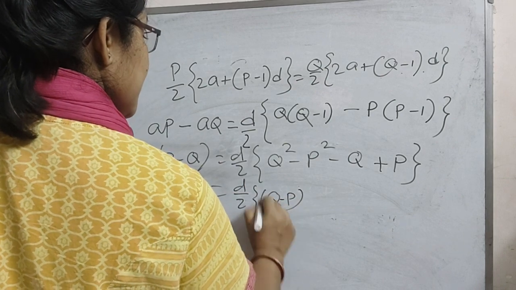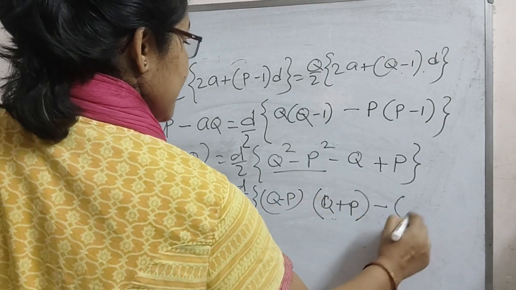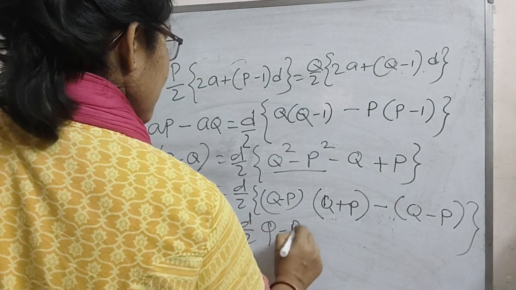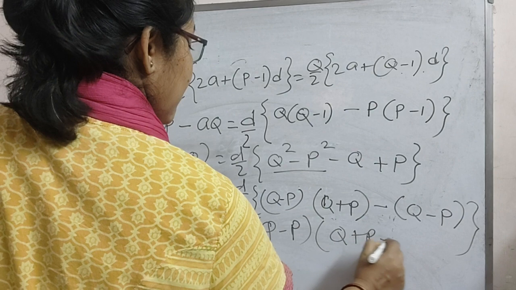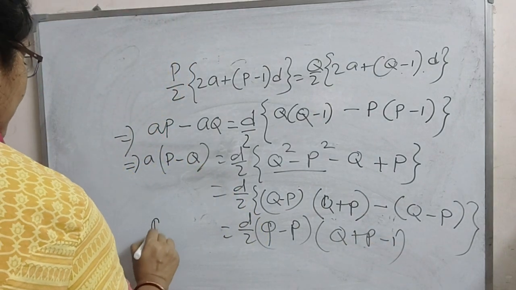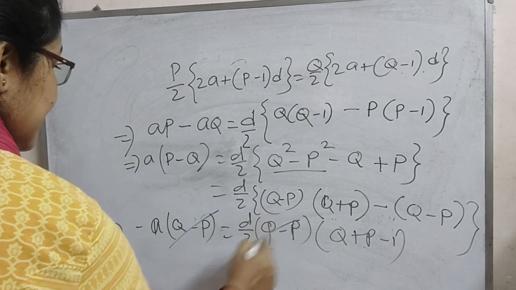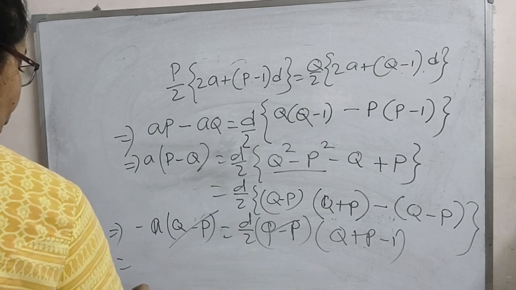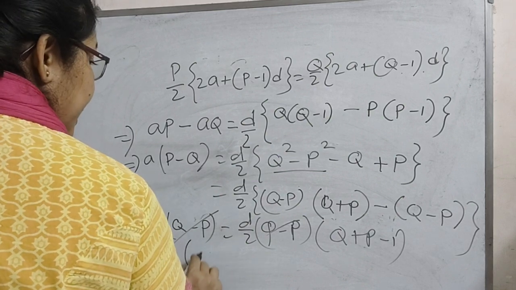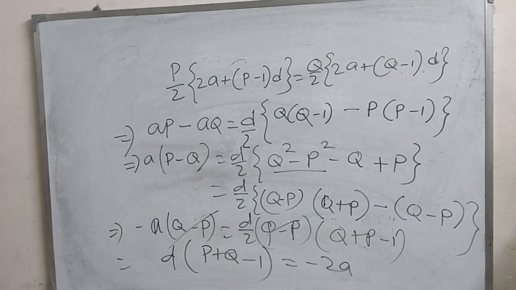q minus p is common here. This is q minus p, q plus p minus q minus p, d by 2 q minus p q plus p minus 1. Here this is equal to, I can write it q minus p, so minus is taken common from here, so this cancel out. So I will get p plus q minus 1, this equal to minus 2a, right?